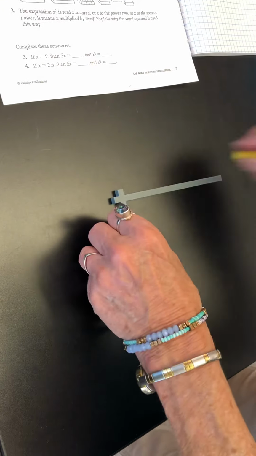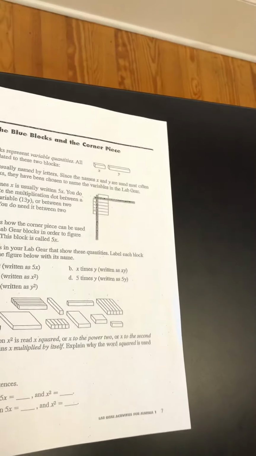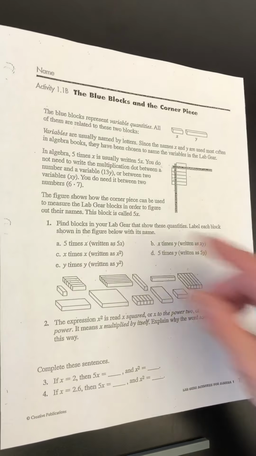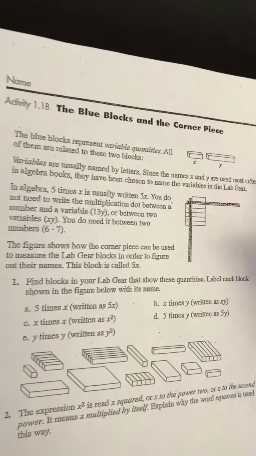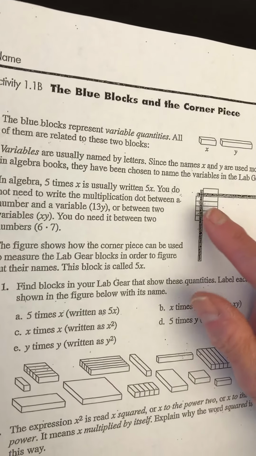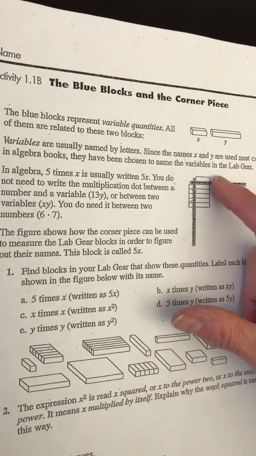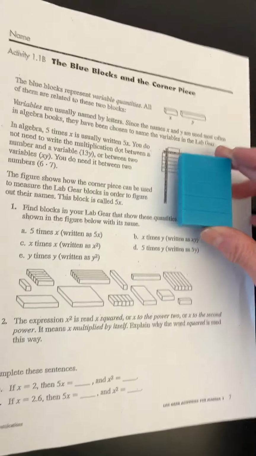And I want to make sure that you have your 1.1 blue block and corner piece paper. I'm going to move my composition book out of the way for a minute. We're going to do work on this. All right, we read through yesterday, we talked about x and y, right? We talked about when you multiply, and here's a 5x, right? So the 5 is taken x times, and remember we had this little 5x to show that.